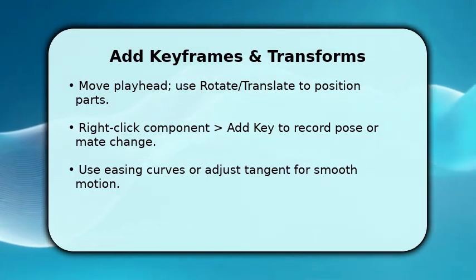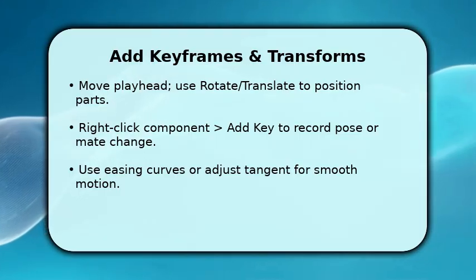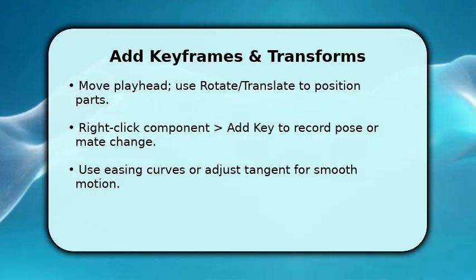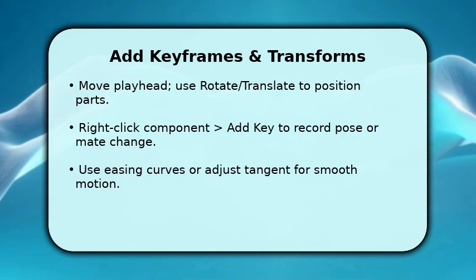Once several keys exist, open the motion graph and apply easing curves or tweak tangents so motion accelerates and decelerates naturally. Make sure to preview frequently. Adjusting one curve often requires tiny fixes to neighboring keys.